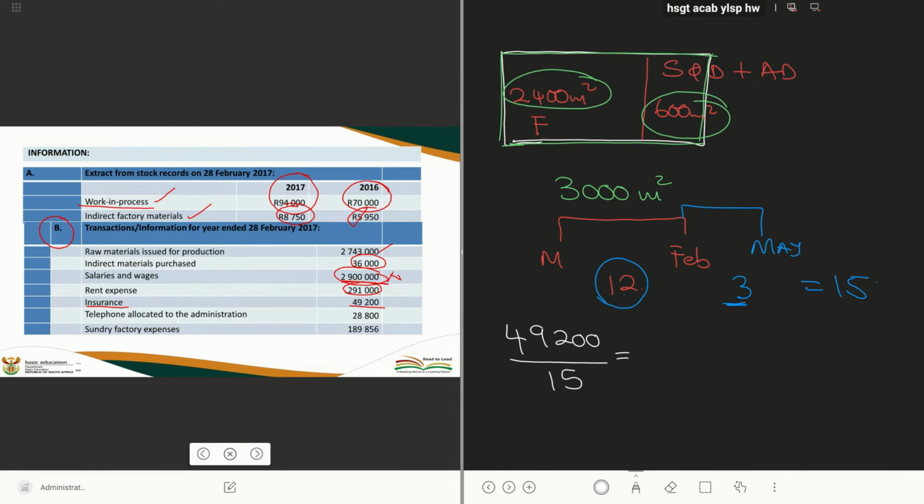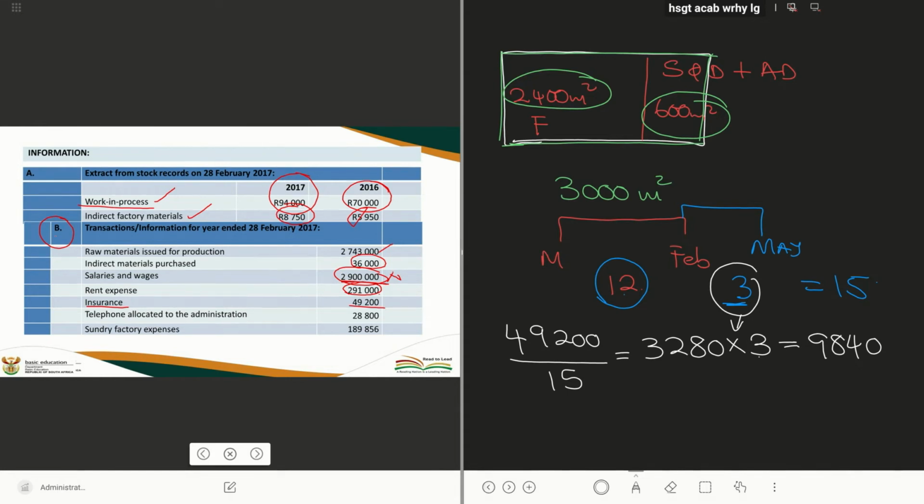Insurance per month was 3,280. How many months did we pay in advance? 3. You multiply by 3. Not minus, but you multiply by 3. So, per month insurance is 3,280 multiplied by 3. How much did we pay in total for those 3 months in advance? We paid 9,840. That is what we paid in advance.